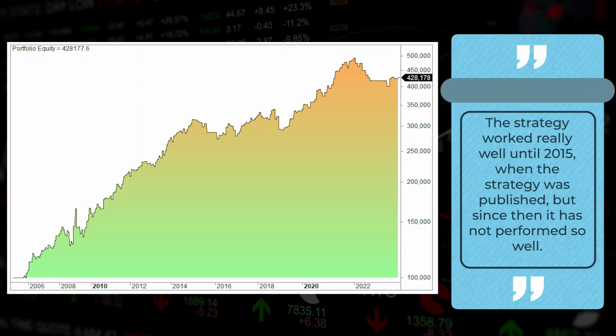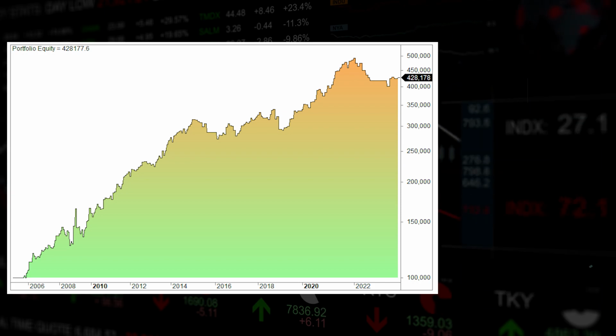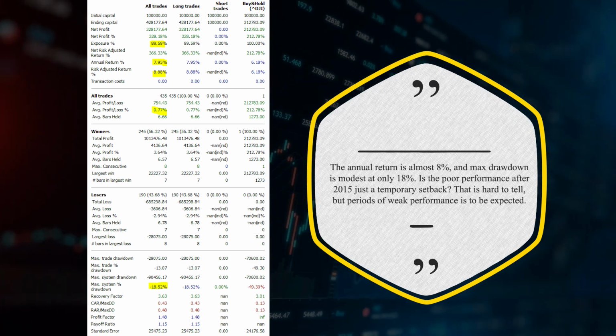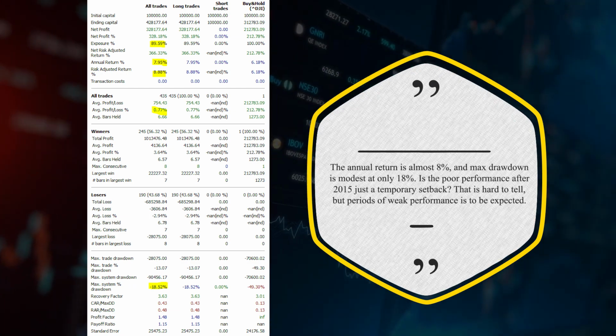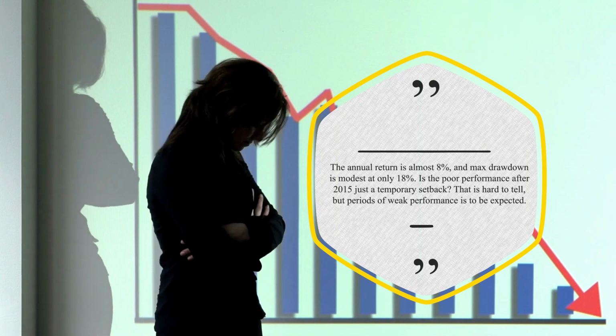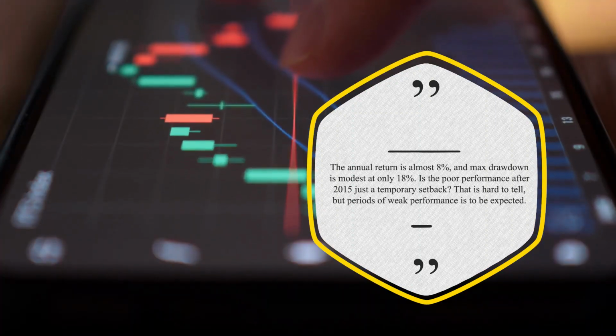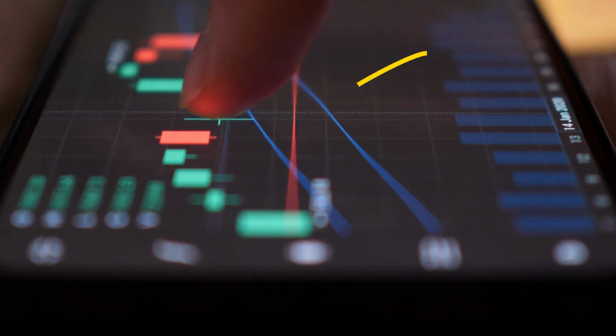The strategy worked really well until 2015 when the strategy was published, but since then it's not performed so well. The annual return is almost 8% and max drawdown is modest at only 18%. Is the poor performance after 2015 just a temporary setback? That's hard to tell, but periods of weak performance are to be expected.